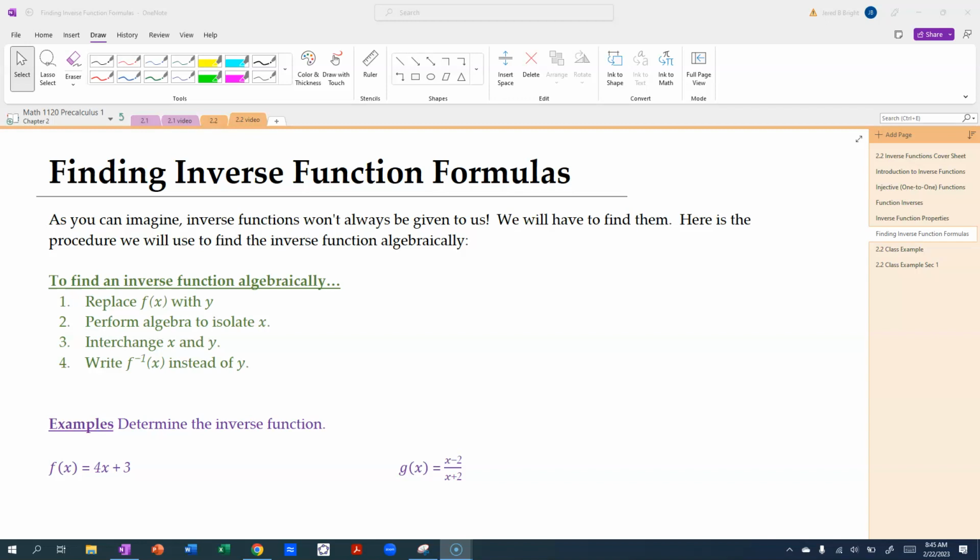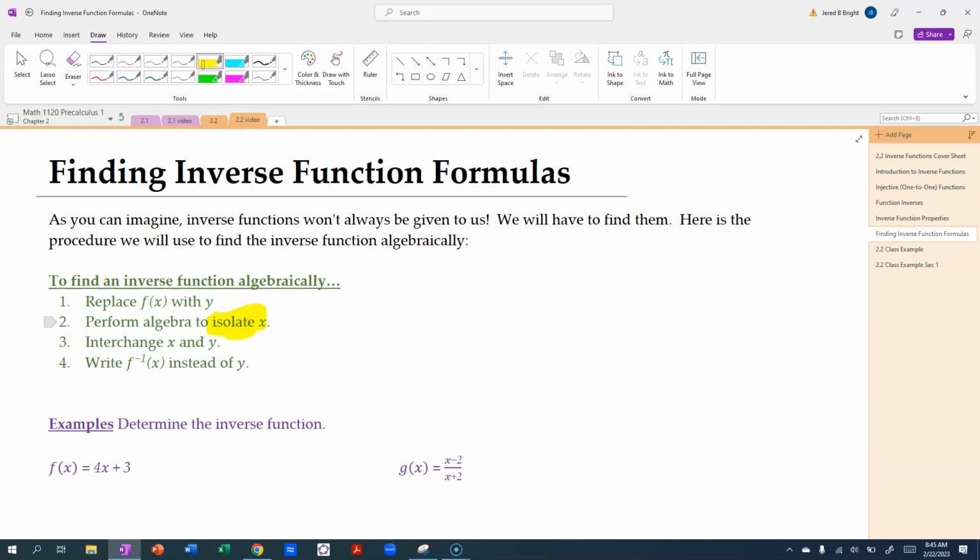Often we'll see f of x function notation, right? So we're going to just replace that with y. Then we're going to isolate x, okay? Interchange x and y, and then just instead of y, we're going to write f inverse, okay?